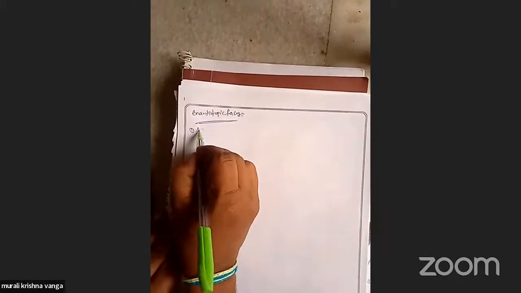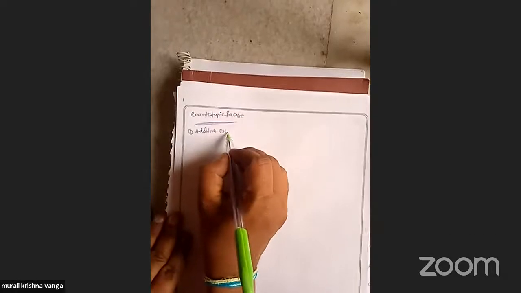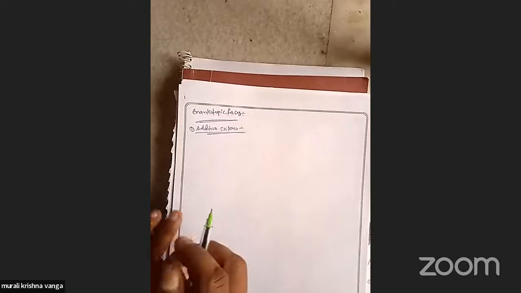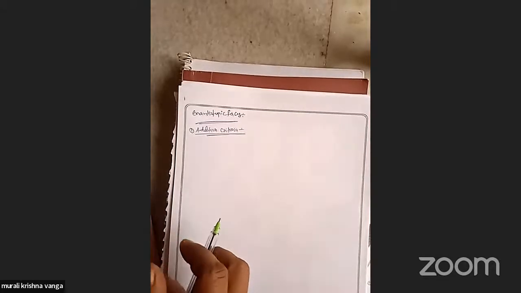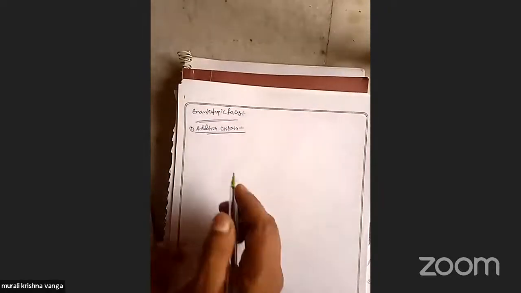Again, first one is addition criteria. The selected homomorphic faces undergo addition, and after addition the resulting products are enantiomers. Then those faces are enantiotopic faces.